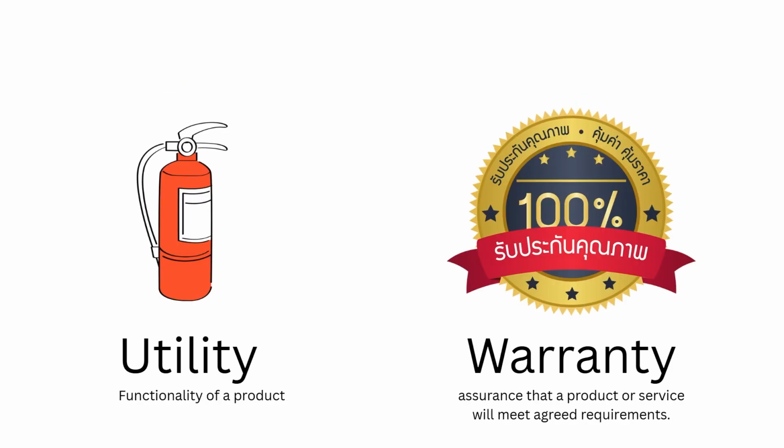Difference between utility and warranty. Utility is the functionality, what does it do for me. As for warranty, will it work as we promised. So it is a reassurance that, hey, it's going to work.